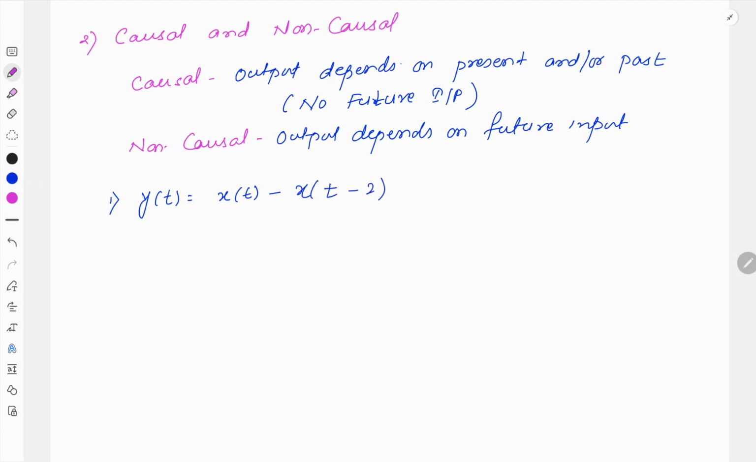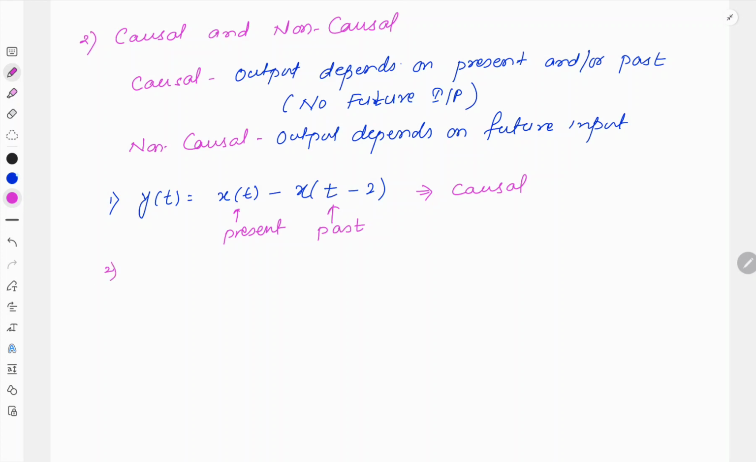If we look at this equation, x of t is the present input and x of t minus 2 is our past input. So here output y of t depends on present and past input, hence the system is said to be causal, as we do not have any future term in it.